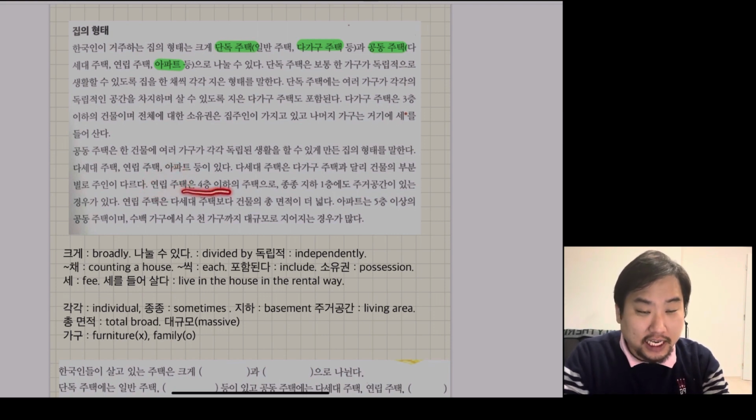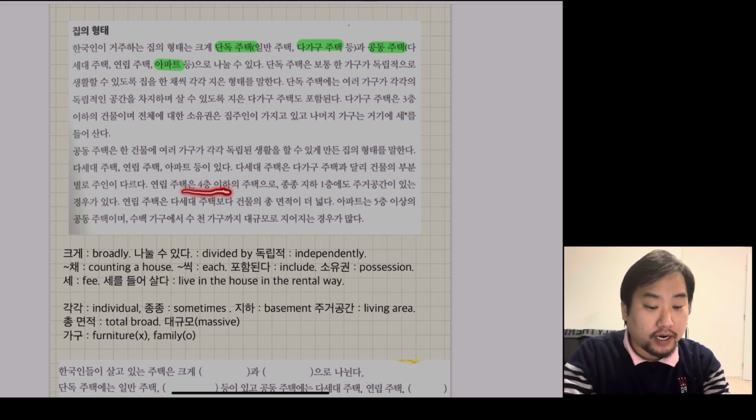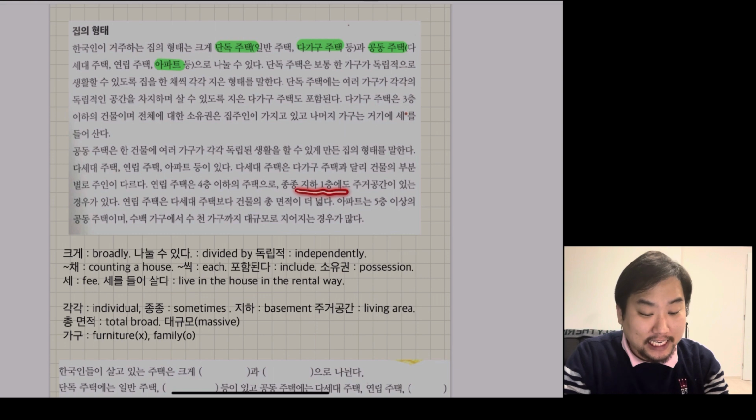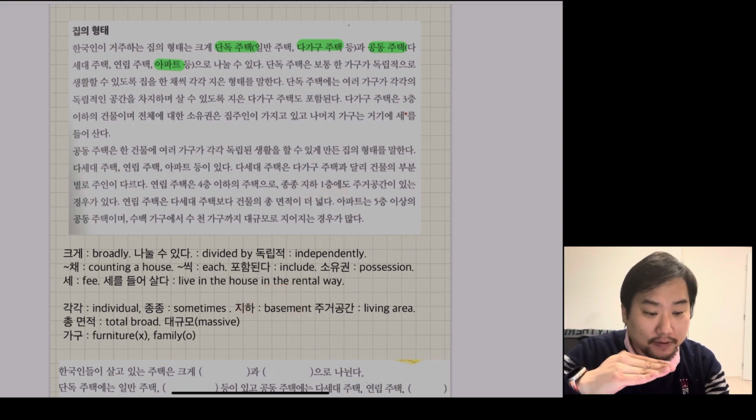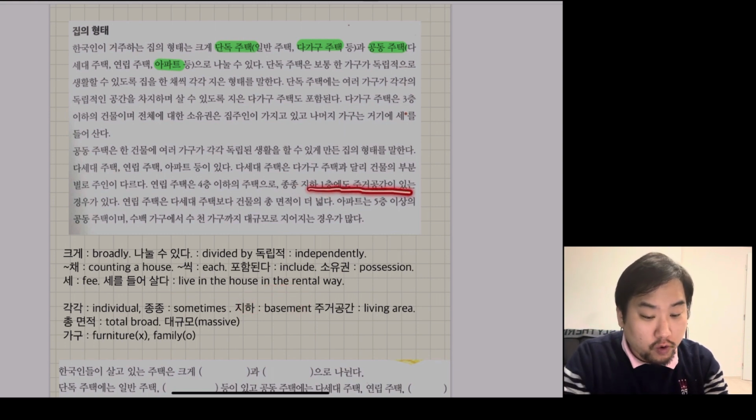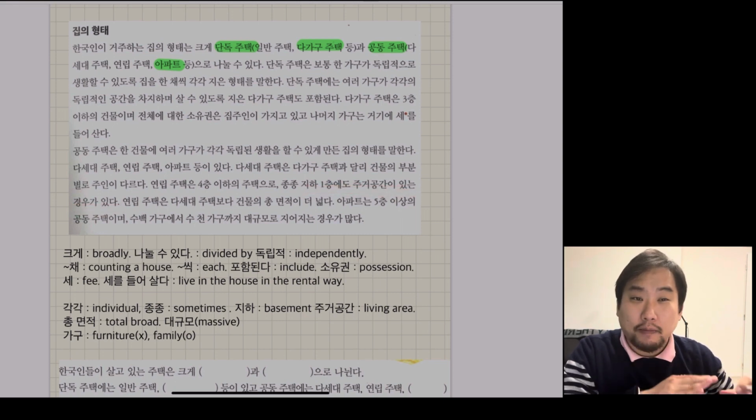연립주택은 4층 이하, lower than the 4th floor, 4층 이하의 주택으로 종종, usually, 지하 1층, 지하 is a basement, 지하 1층에도 주거 공간이 있는 경우가 있다. There would be some cases in the basement.